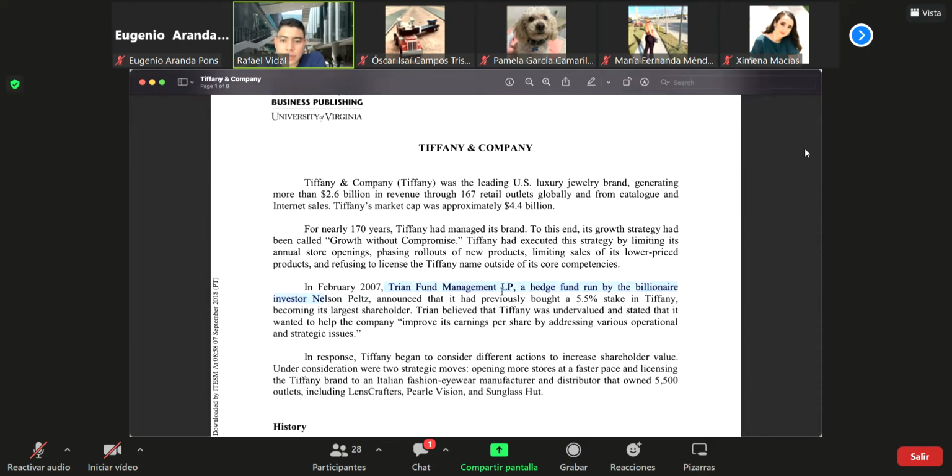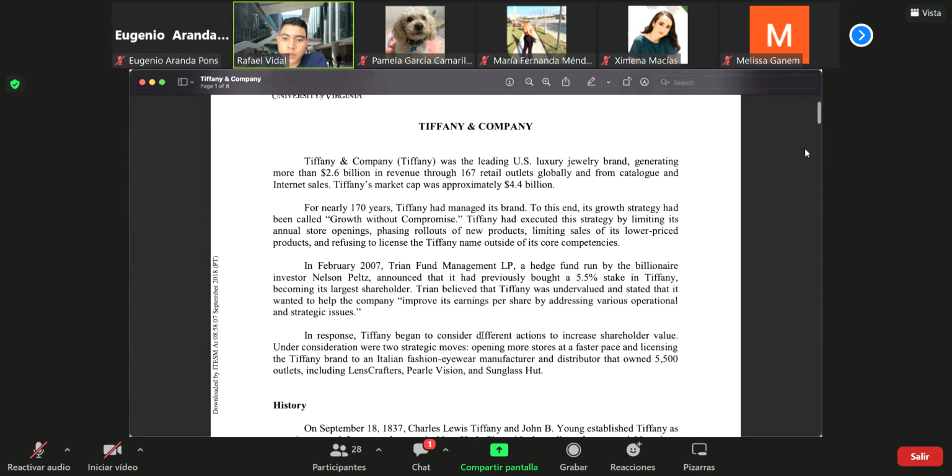As an investor, in this case, I didn't give you the context, but Nelson Peltz bought 5.5% of the total shares of Tiffany. Tiffany is a public company, so everyone can buy shares, even you if you want to. So with this move, he became the majority investor. So he has the highest amount of stake, which is 5.5%. I don't know if you remember that Elon Musk wanted to buy Twitter.